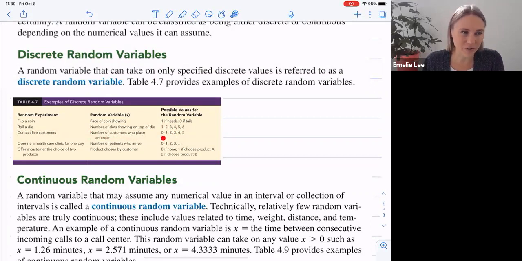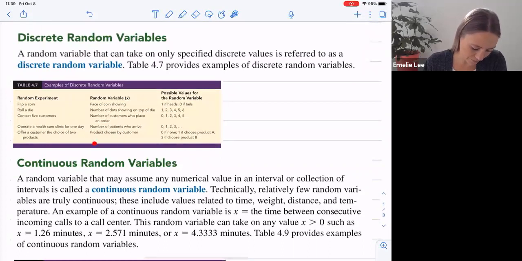If you contact 5 customers, you could have 0, 1, 2, 3, 4, or 5 people who place an order, for example. And then the number of patients that arrive. So this is one of those examples where it could, in theory, be infinite, 0, 1, 2, 3, all the way to infinity. In application, though, that's not true, right? We can't have an infinite number of patients who arrive in one day, right? And so there is usually a stop to it, but we open it up to infinity in theory.